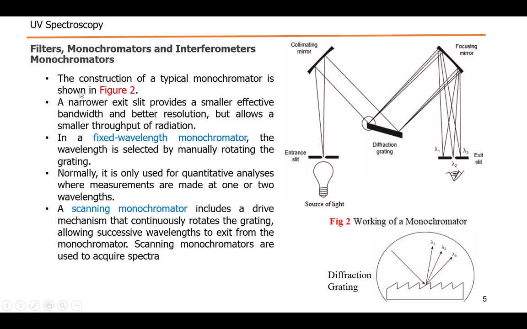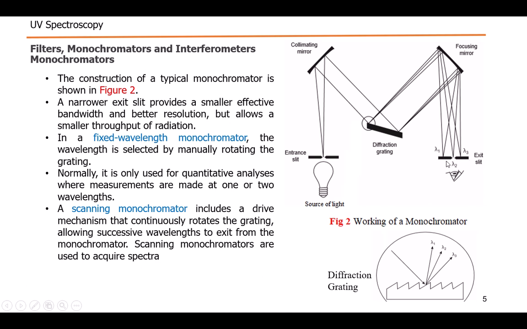Monochromators: the construction of a monochromator is given here. A source of light gives light which enters an entrance slit in the monochromator. These radiations fall on a collimating mirror which reflects the radiations onto a diffraction grating. This diffraction grating separates or resolves the radiations into different wavelengths. All these wavelengths focus on a focusing mirror and then fall separately at the exit slit. The position of the exit slit is changed in order to obtain any wavelength.